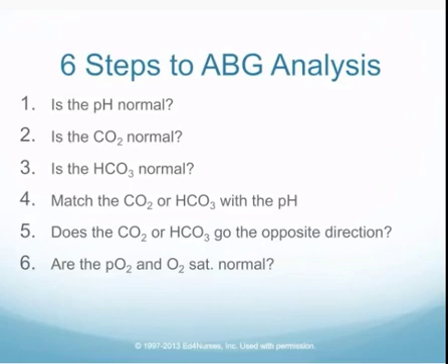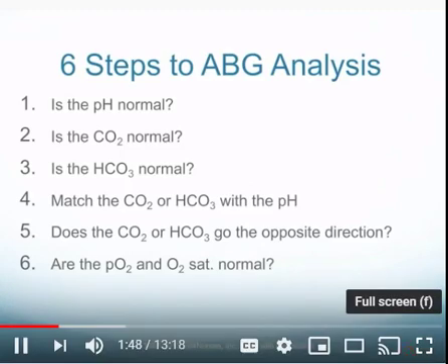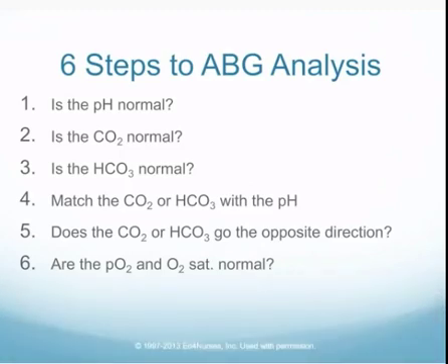After we've made that determination, and by the way, that tells us about the primary imbalance that our patient has, next we move on and we look at the CO2 and bicarb to see if one goes the opposite direction. If one goes in the opposite direction, that is called compensation. So we're going to assess that too. Then lastly, we look at the PO2 and the O2 saturation to help to tell us about the patient's oxygenation.